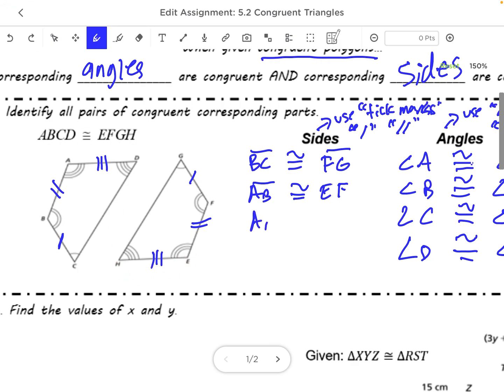So AD is congruent with EH, right? And we know they're corresponding because of this. We know they're congruent because this tells us it's congruent, right? This right here. Okay, next.